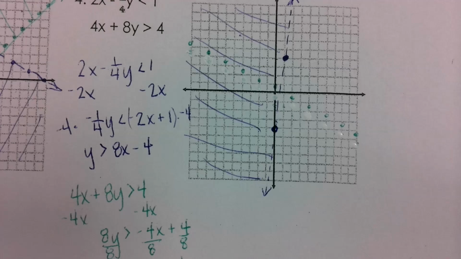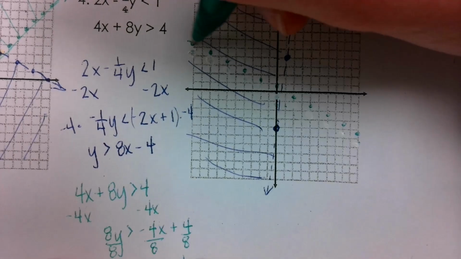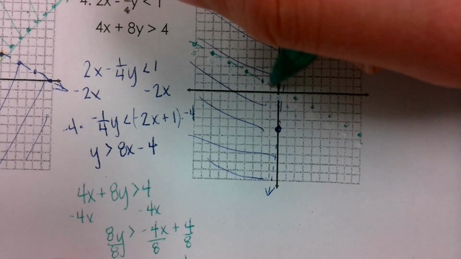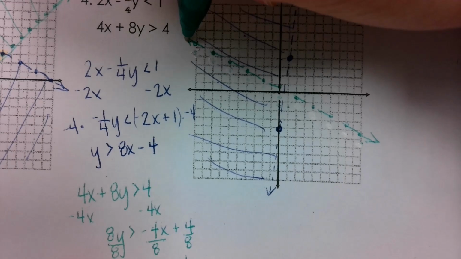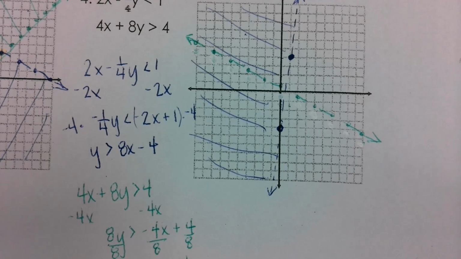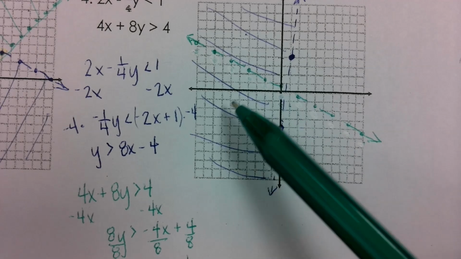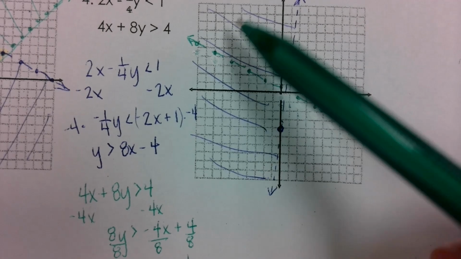It's okay. Are we going to have a solid or dotted line there? Dotted. And it says that y is greater than. So are we going to shade above or below? Above. So is this above the line? Is this above the line? Yes, so that's the direction that we're going to shade.